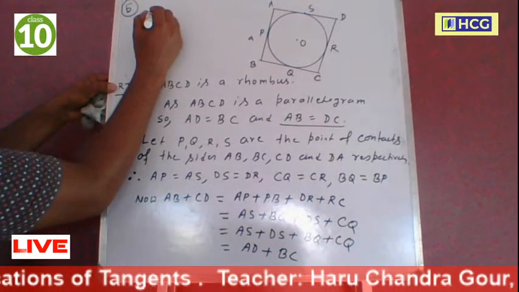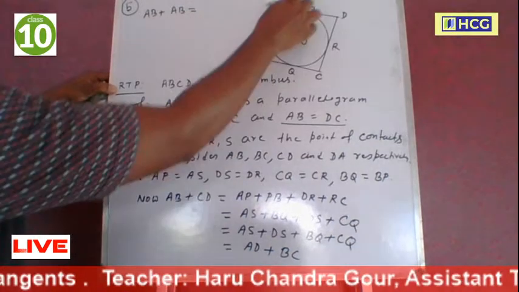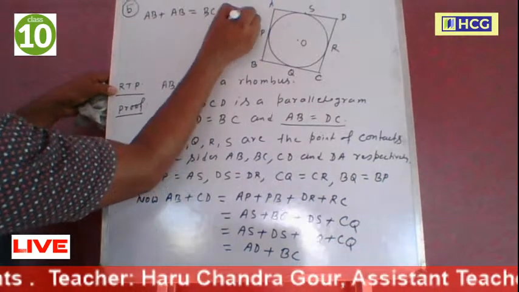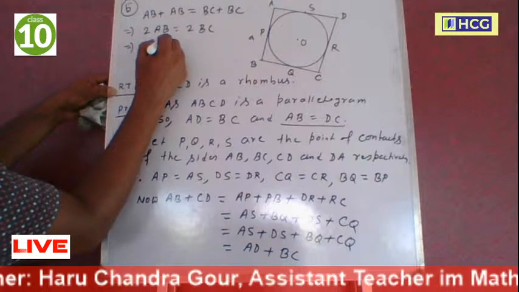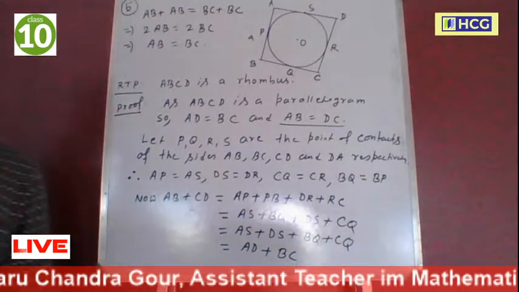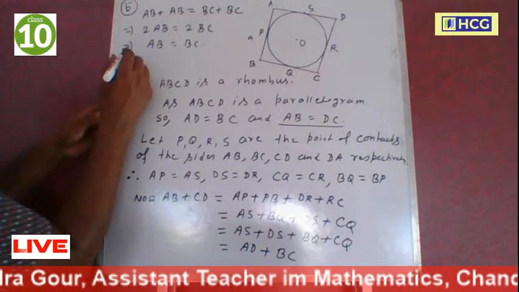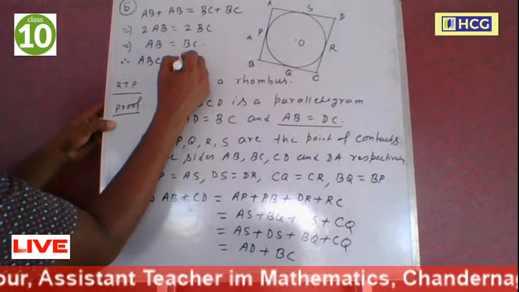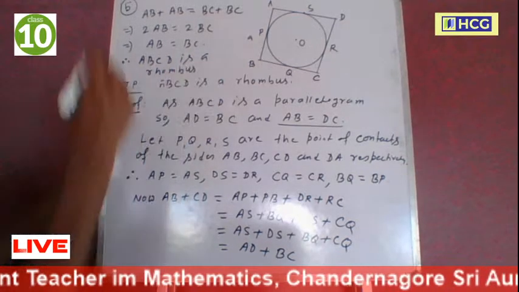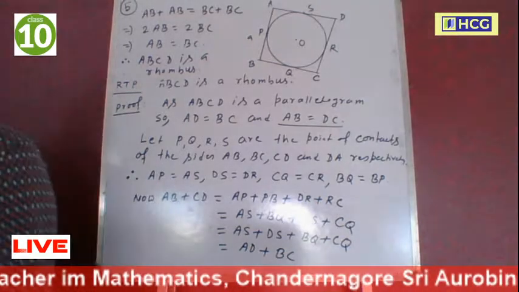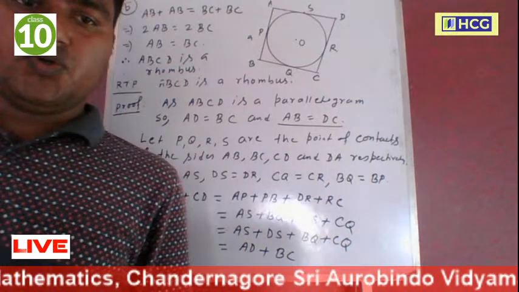So AB equals AD, AD equals BC, which implies twice AB is equal to twice BC, which implies AB equals BC. In a parallelogram, two adjacent sides are equal. So therefore ABCD is a rhombus. We copy this, and the other applications, MCQ questions and short answer type questions of this chapter, that is chapter 15.2, are homework.